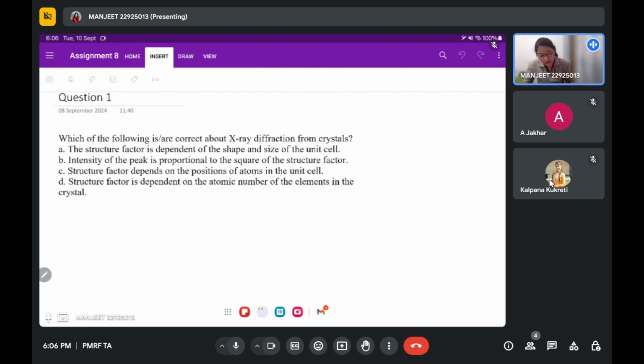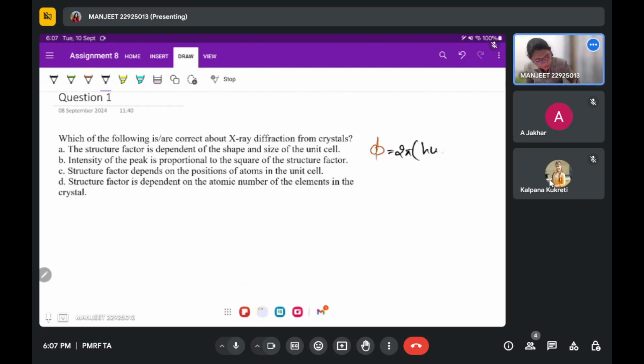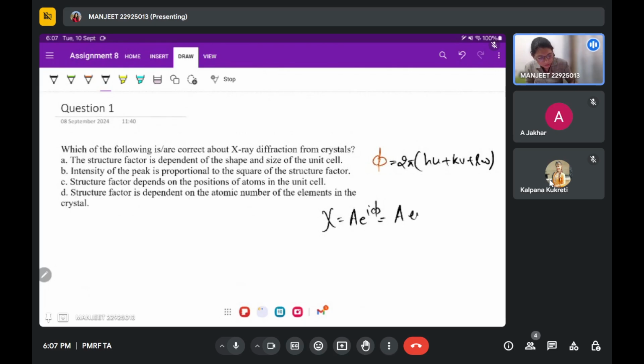You know the phase difference between the two scattered waves is phi equals 2 pi (hu plus kv plus lw), and the corresponding scattered wave has the form a e raised to the power i phi, which gives the exponential of 2 pi i (hu plus kv plus lw).